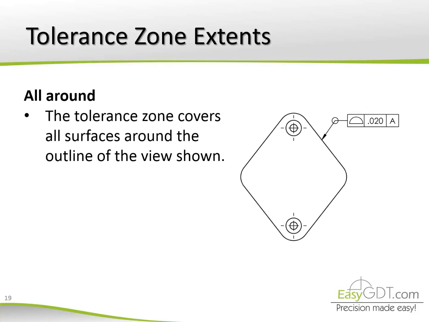And finally, let's see all-around extent. Note that the all-around symbol is on the break of the arrow line. The tolerance zone covers all the surface around the outline in the view shown.